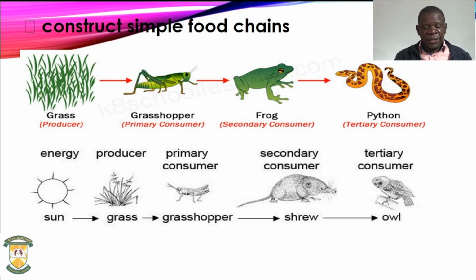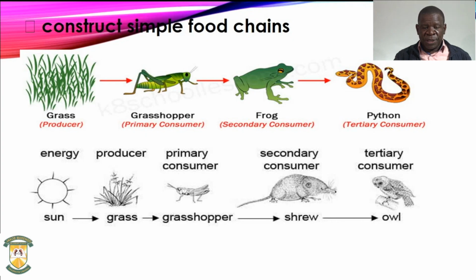The grass is in turn eaten by a primary consumer, which in this case is a grasshopper. The grasshopper is in turn eaten by a frog, which represents a secondary consumer. The frog is then in turn eaten by a python, which is a tertiary consumer.